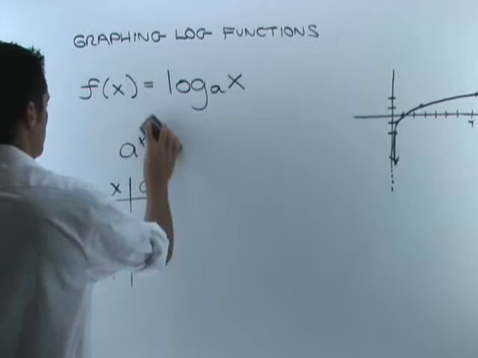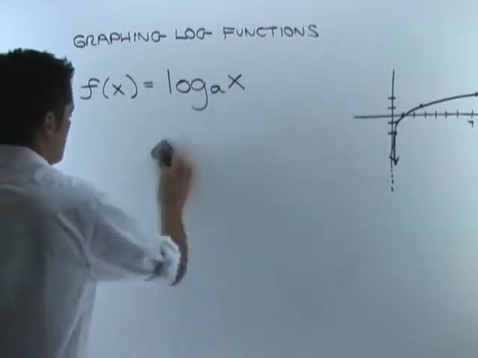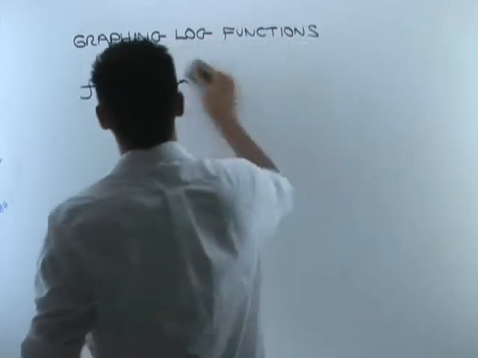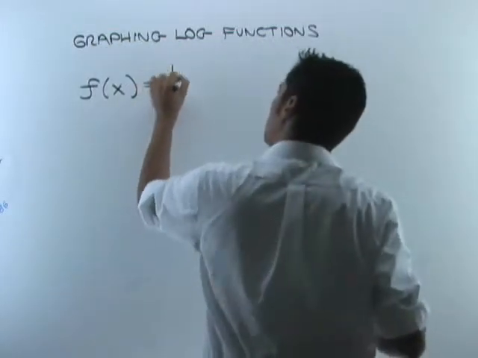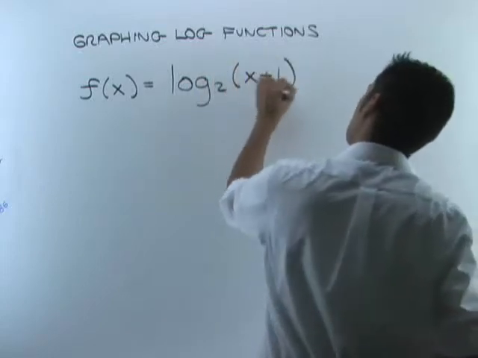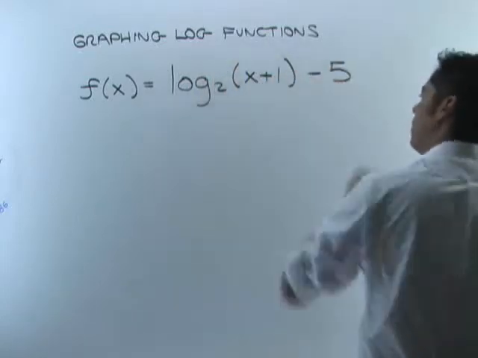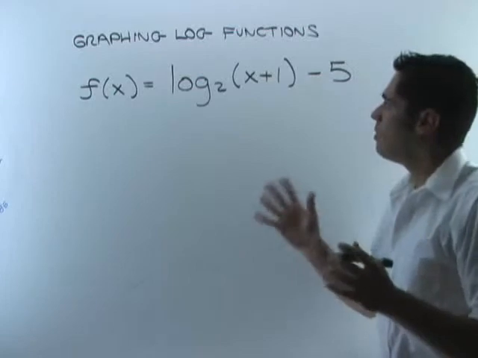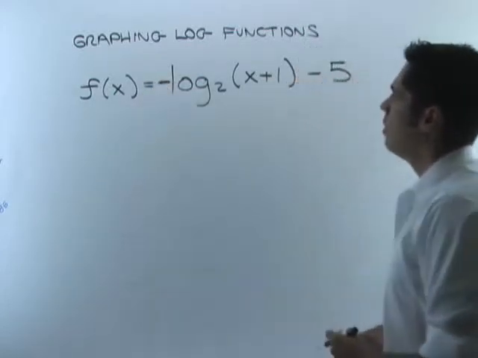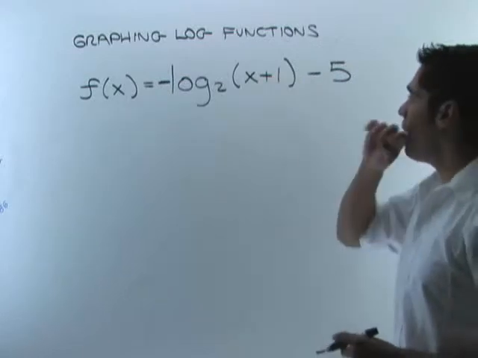Now, what would happen if someone changed it on you and did something like this? How about log base 2 of x plus 1, minus 5? Okay, so now we're getting into the realm of shifting. Let me do one thing additionally. Put a negative in front of this. So you've got all kinds of crazy things happening here.